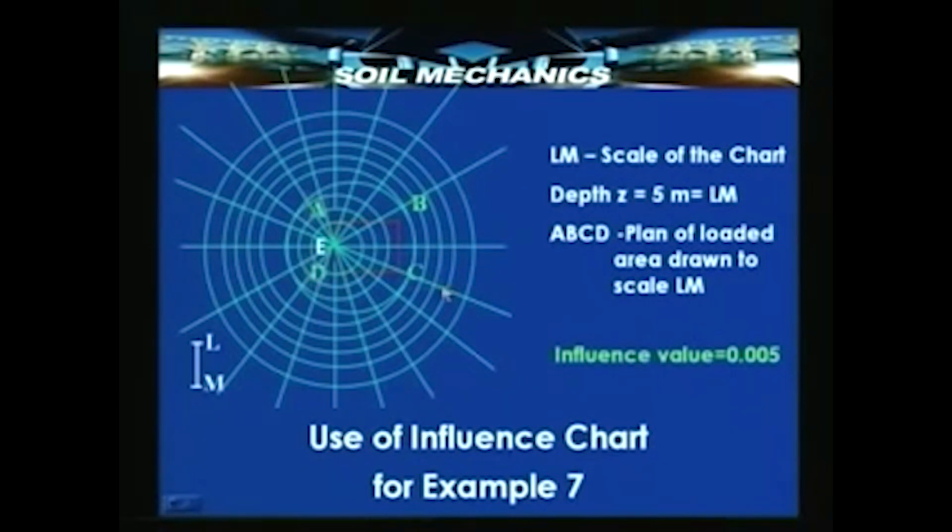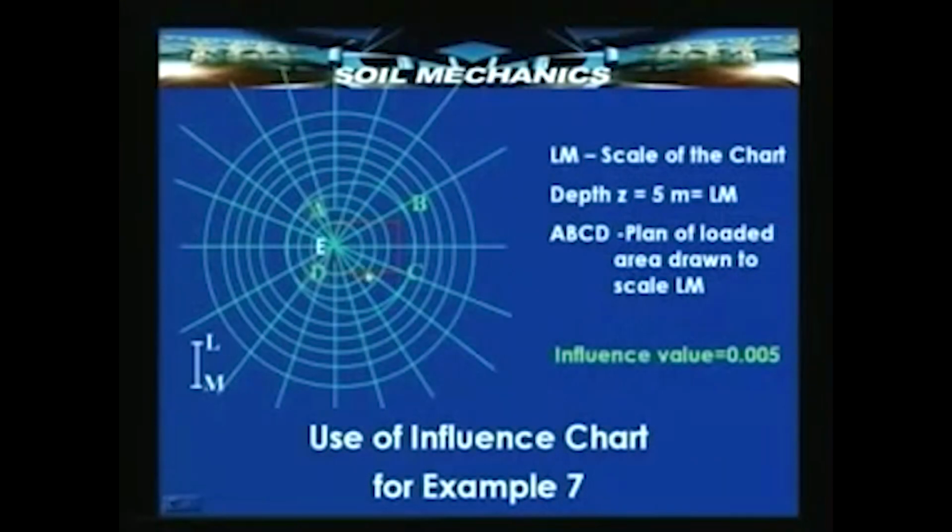After drawing this rectangle to scale on a transparent sheet of paper and then superimposing it over this diagram in such a way that the point of interest lies exactly at the center, we can get the total influence factor corresponding to the whole area. The sum of all the elemental areas which come here is the one which corresponds to the total influence factor. So, we need to compute, which means we need to calculate and count each one of these elemental areas.